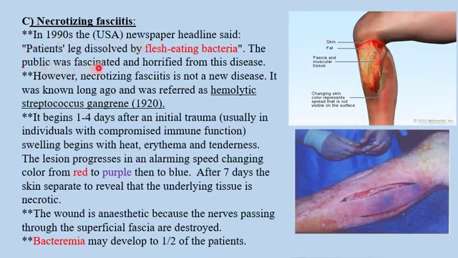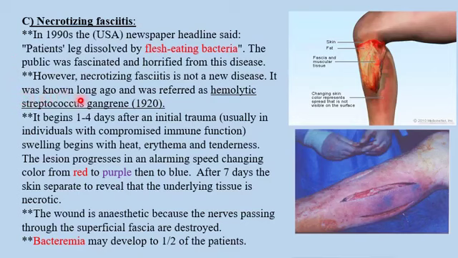However, this necrotizing fasciitis is not a new disease. It was known long ago and it was referred to by another name. A long time ago they called it Hemolytic Streptococcus gangrene. So it was known from long ago as Hemolytic Streptococcus gangrene, from 1920. But what was the reason it came back or appeared again? The result of a weak immune system.